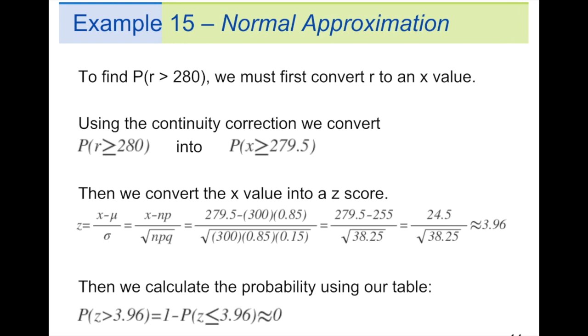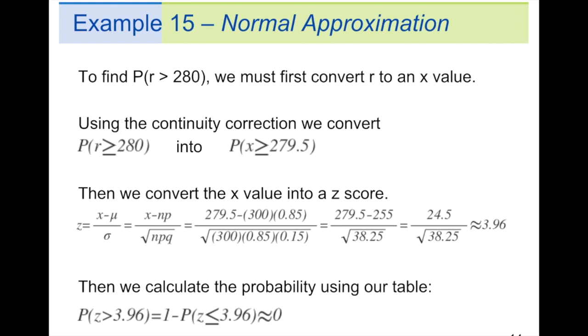Remember, mu is np and sigma is the square root of npq. So we have 279.5 minus 300 times 0.85 divided by the square root of 300 times 0.85 times 0.15. So we get 279.5 minus 255 divided by the square root of 38.25, which gives us 24.5 divided by the square root of 38.25, which is approximately 3.96.